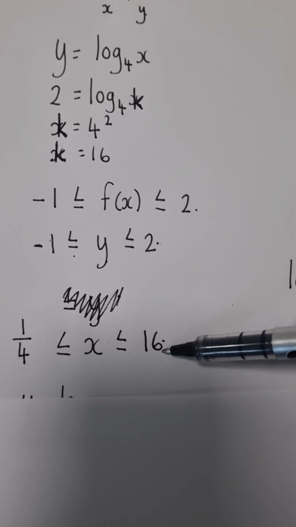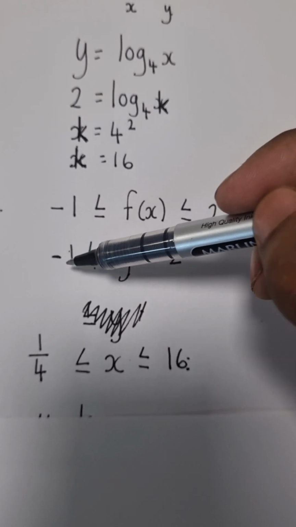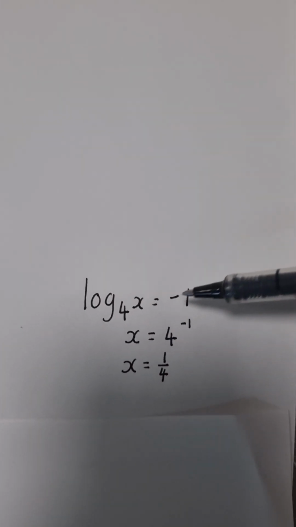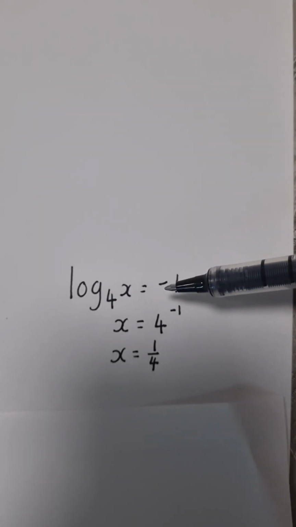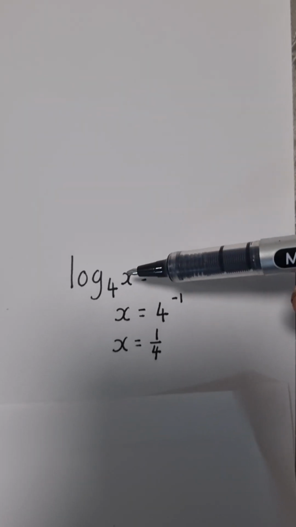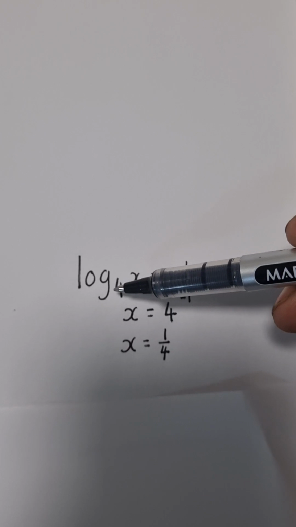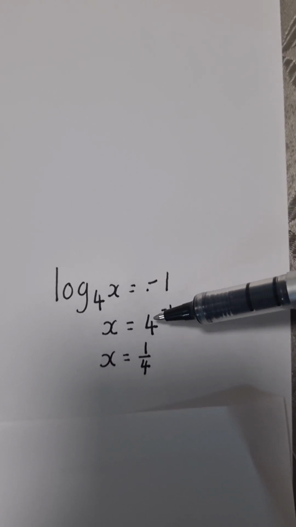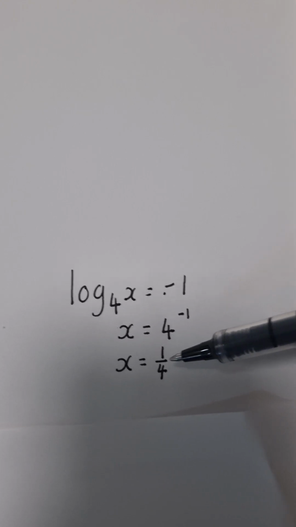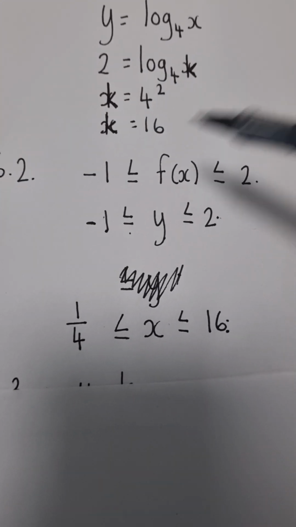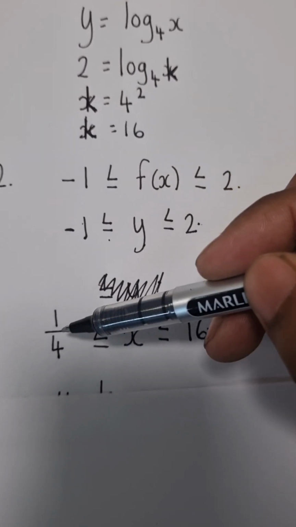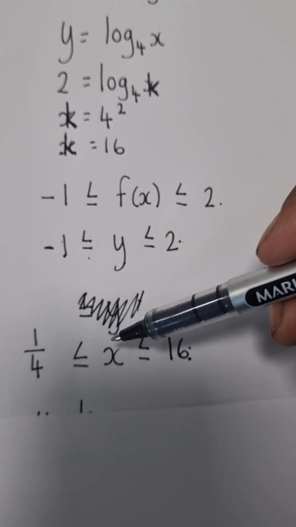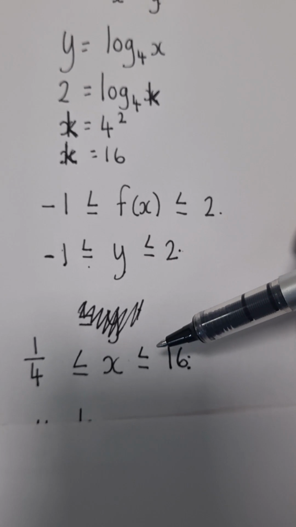They also want us to find out what the value is when y is -1. So we'll substitute -1 into the original equation. We'll say log₄x = -1. We make x the subject of the formula. We take the 4, put it there and put the -1 on the top. 4 to the power -1 is a quarter. So wherever we see -1, we now replace it with a quarter.